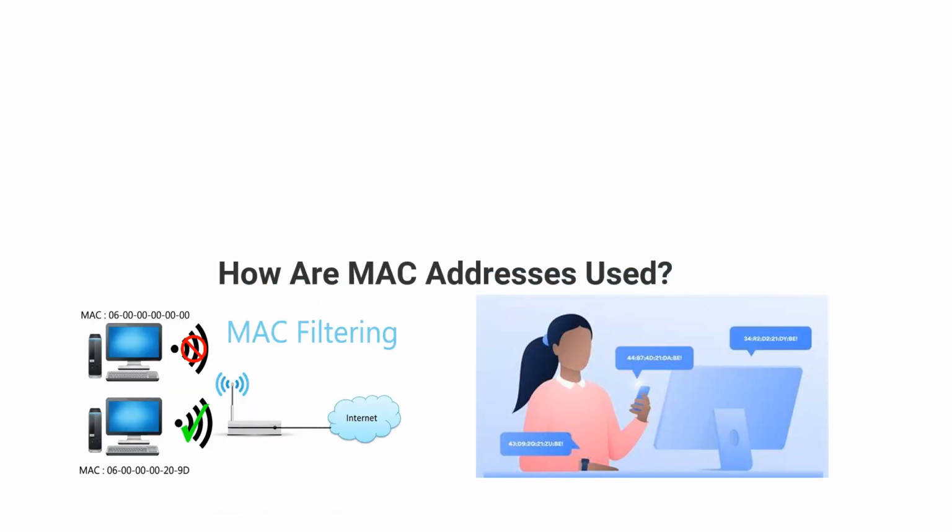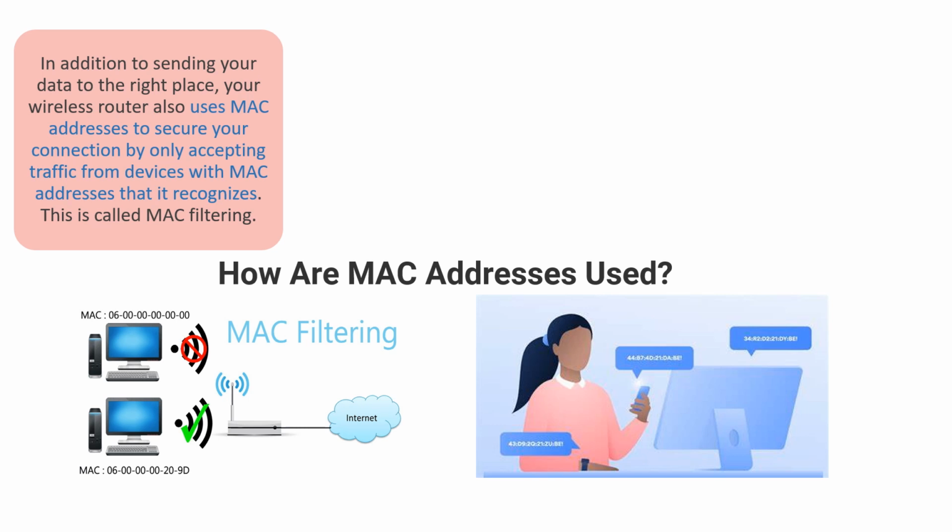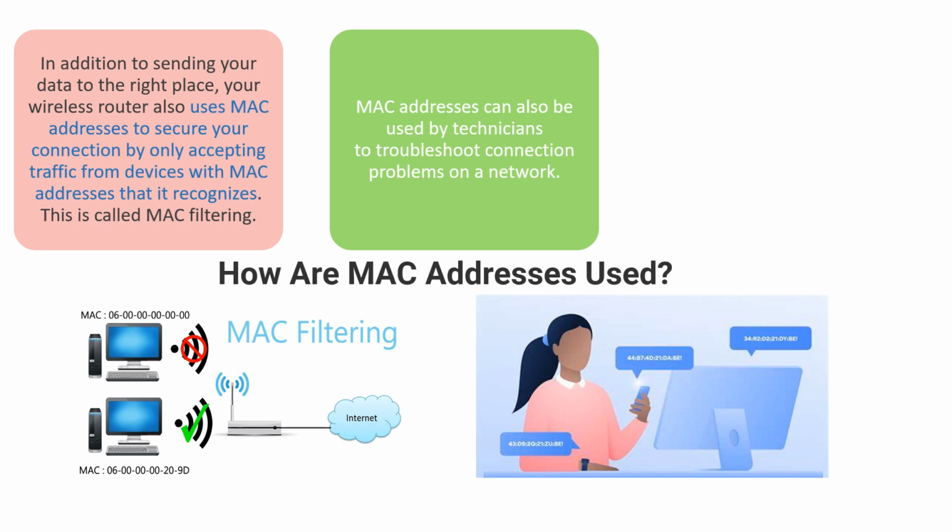Apart from being used to send the data to the right place, these MAC addresses are also used to secure the connection. That is, the router also uses the MAC addresses to secure your connection by only accepting traffic from devices with MAC addresses that it recognizes. This is called MAC filtering. So for this also these MAC addresses are used.